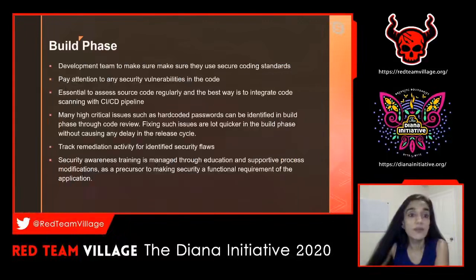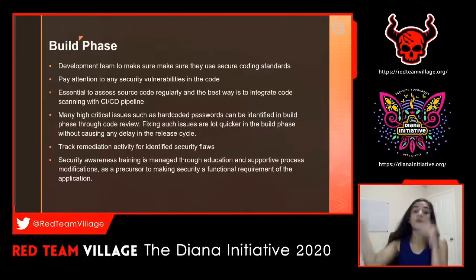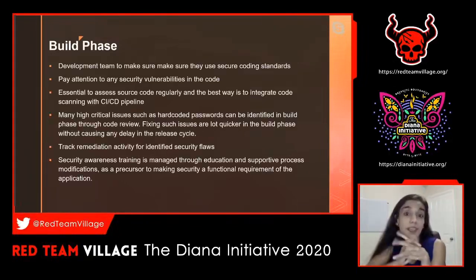Okay, so let's move to the next phase, the build phase. This is the time when developers start writing their code. There are many plugins which can be used to find security flaws right away. It's essential to assess code security regularly, and the best way is to integrate code scanning with the CI/CD pipeline, which means every time you commit code, a new scan will be done and new issues will be identified.